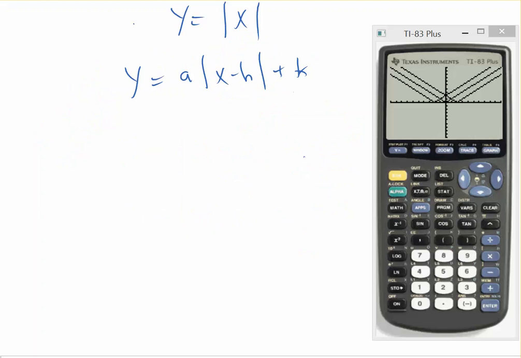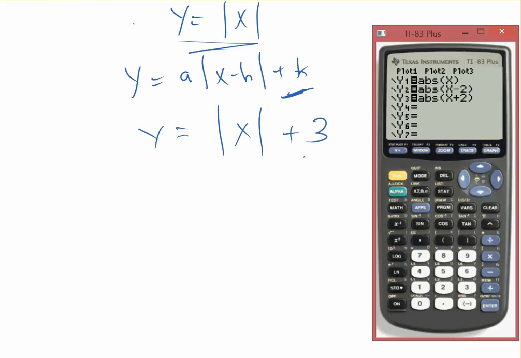Okay, we have one more thing to try, and let's focus on adding a number outside the absolute value sign, so this plus k. So we know what y equals absolute value of x looks like. It's the one in the middle. Let's try y equals the absolute value of x, plus 3.